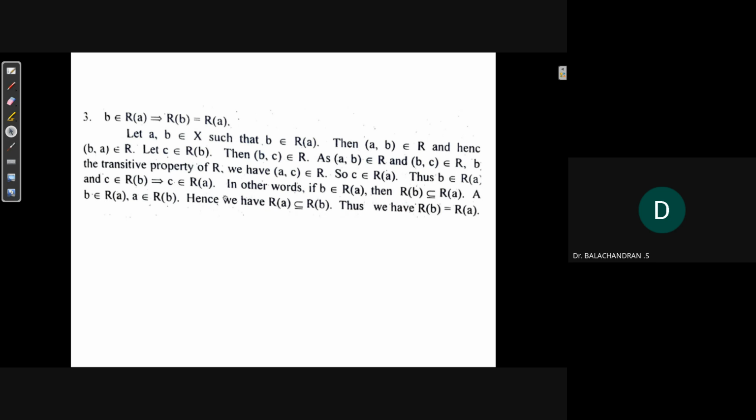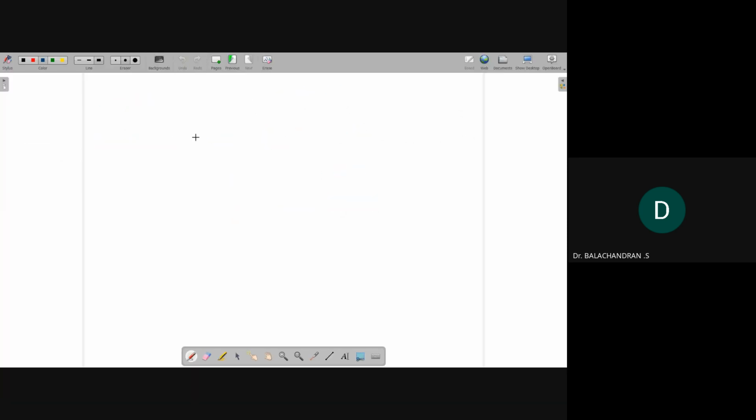I will explain here. If you have any doubts, you can ask me, and then I will go to the board. I'll take A comma B in X first, in general, and then you need to assume this also: B belongs to R of A. So what do I need to prove? To prove R of A equal to R of B, or R of B equal to R of A.